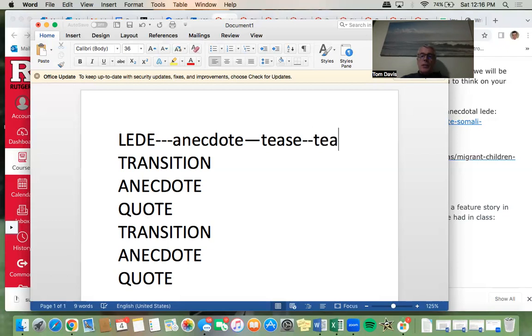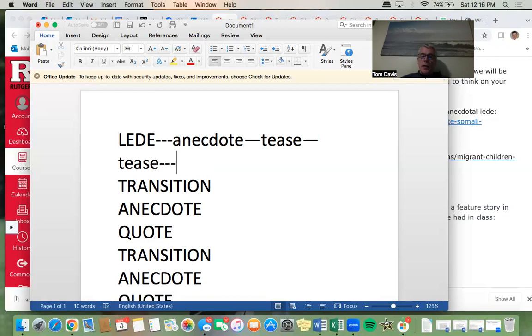Maybe another tease. Okay. And then it comes in with what they call a nut graph, which is also another way of saying a delayed lead. That's the graph where you basically answer the question. It doesn't come in the first graph. It comes maybe the third or the fourth or the fifth graph. That's the paragraph that basically tells you what the story is about.